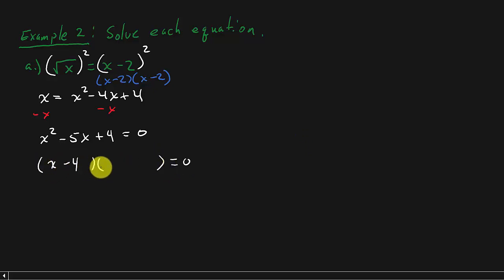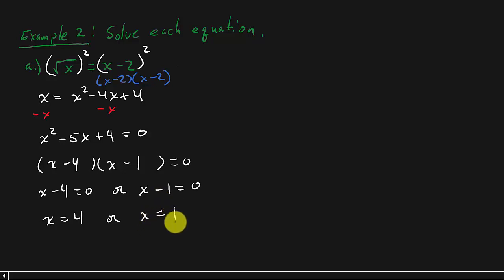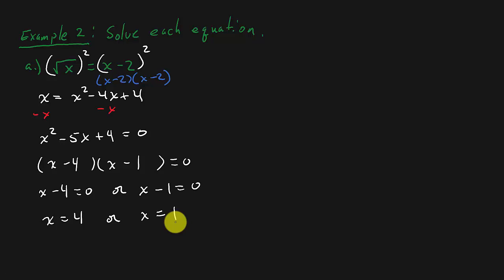And so we get (x - 4)(x - 1). So x - 4 = 0 or x - 1 = 0. Add 4 to both sides, x = 4. Add 1 to both sides, x = 1. So that's the two solutions I get.